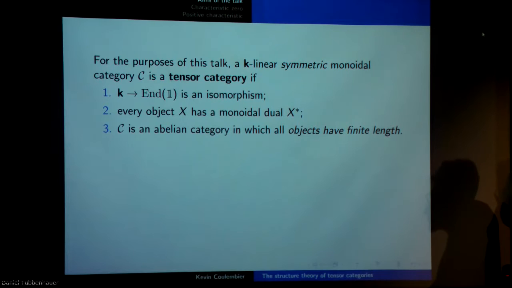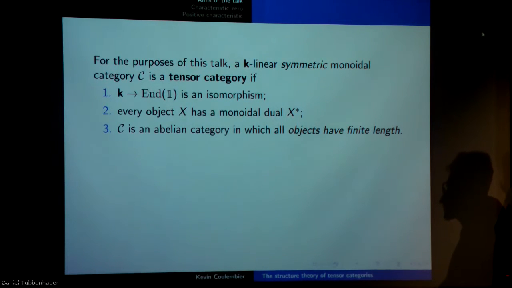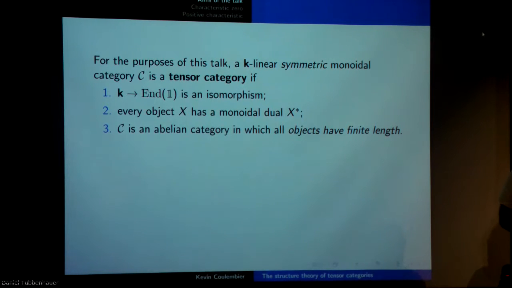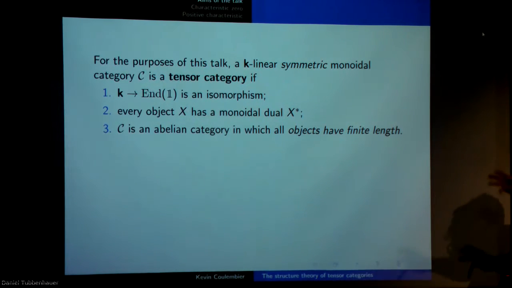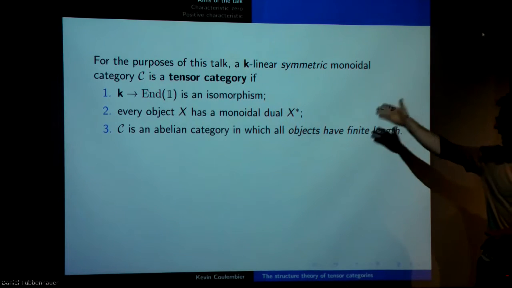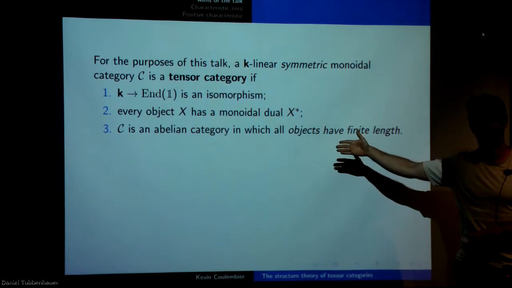The axioms of the tensor category over K. It needs to be a symmetric monoidal category plus those three, plus those properties. Oh, okay, great. Yeah, so the structure is a symmetric monoidal category, and I'm demanding some properties.